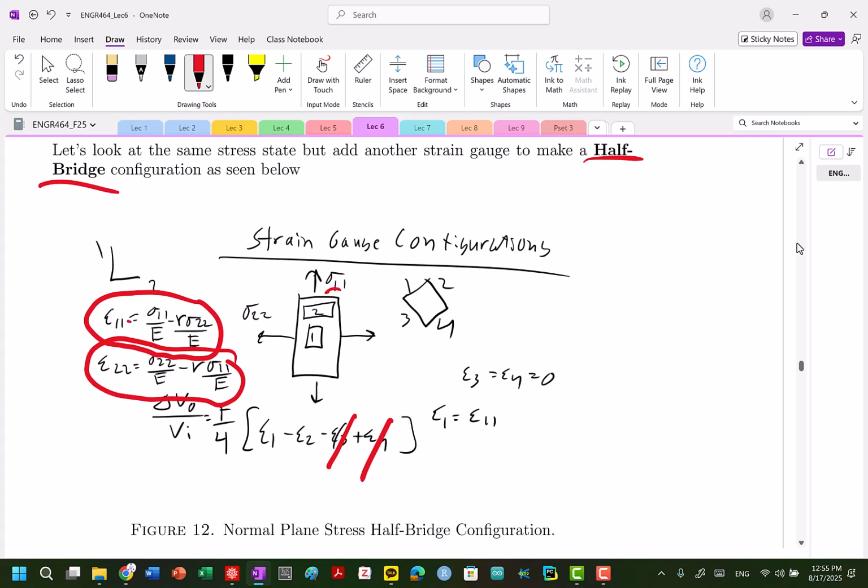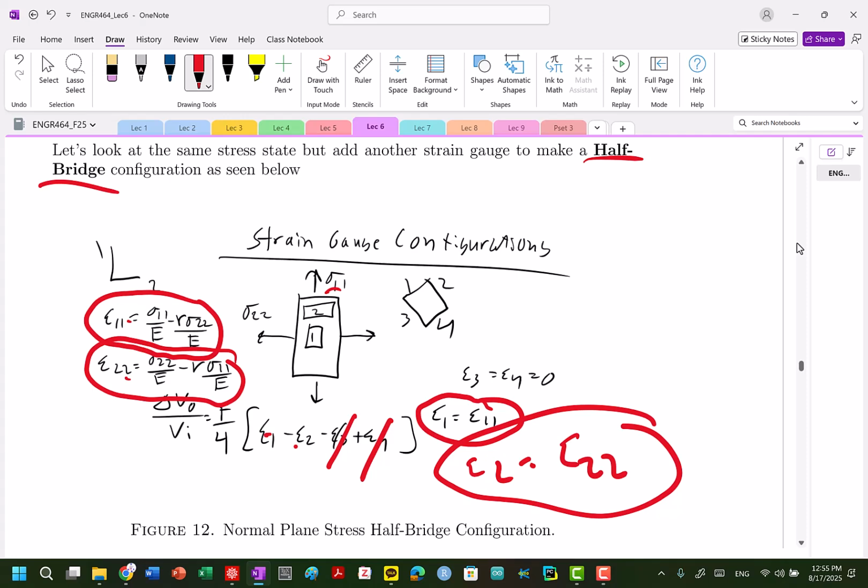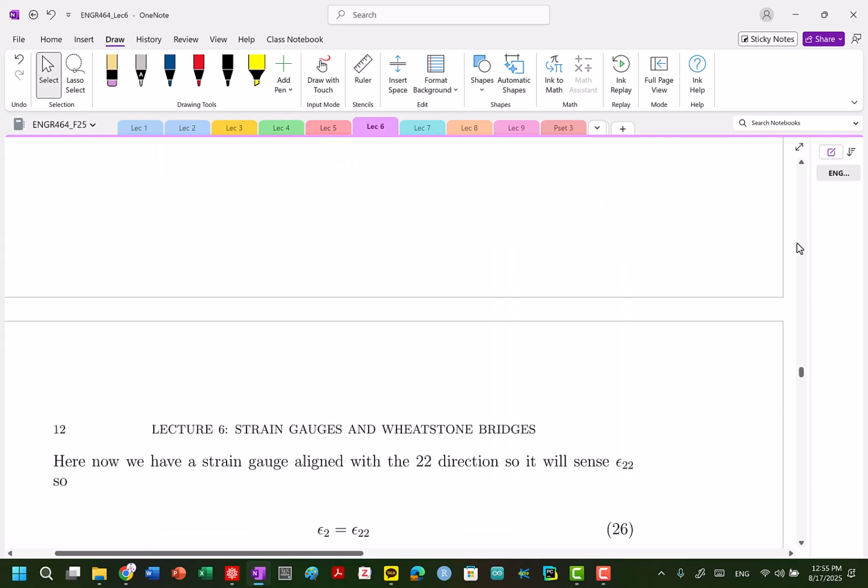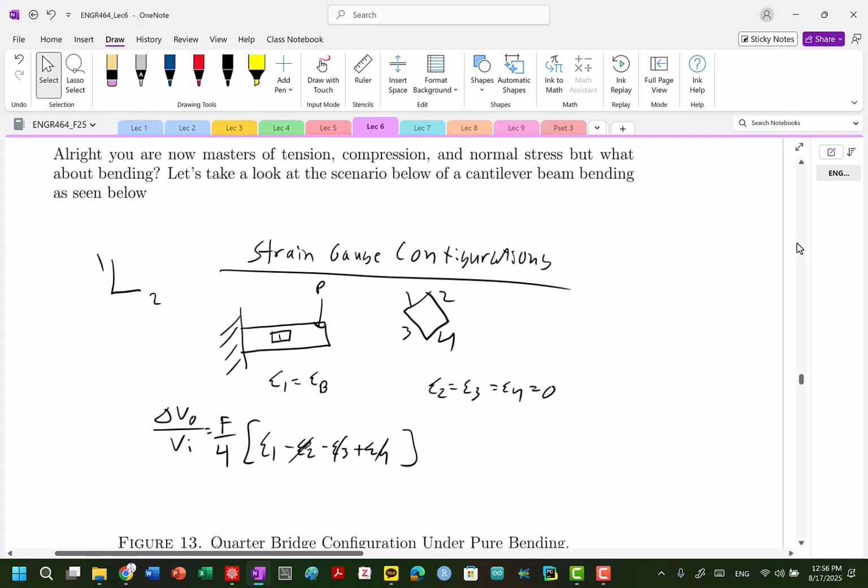So again, this will feed into here, this will feed into here. So epsilon 1 equals this, epsilon 2 is equal to epsilon 2, 2. So you have to feed that into the expression depending on what the parameters of the problem are. Fantastic. You can kind of see that here.